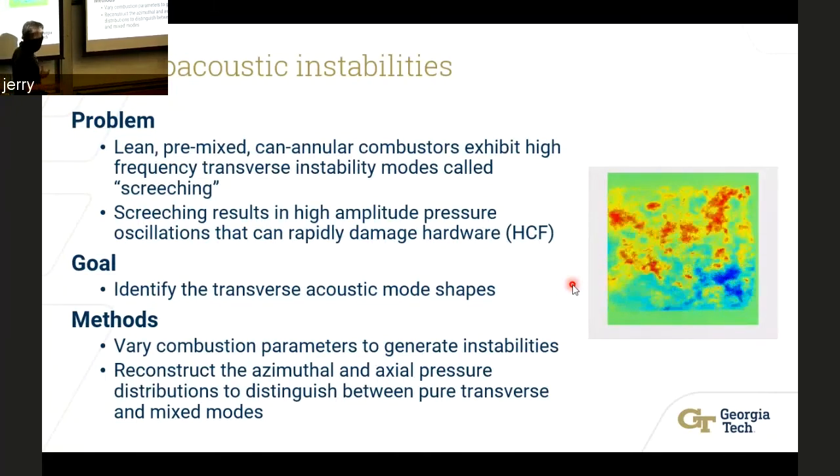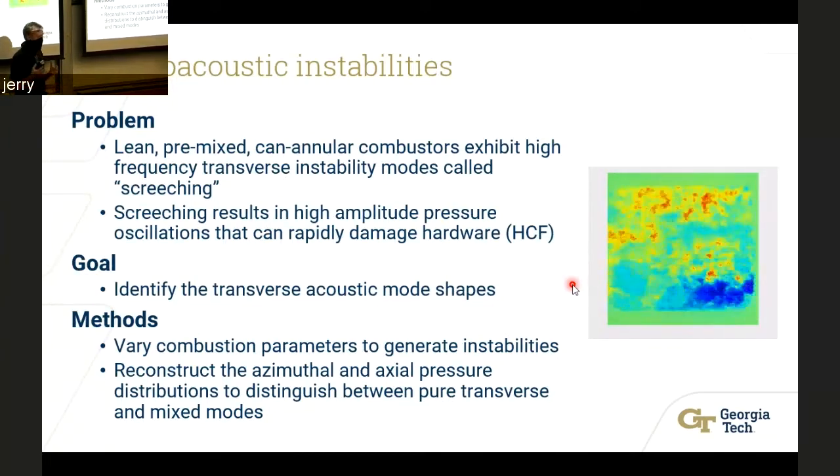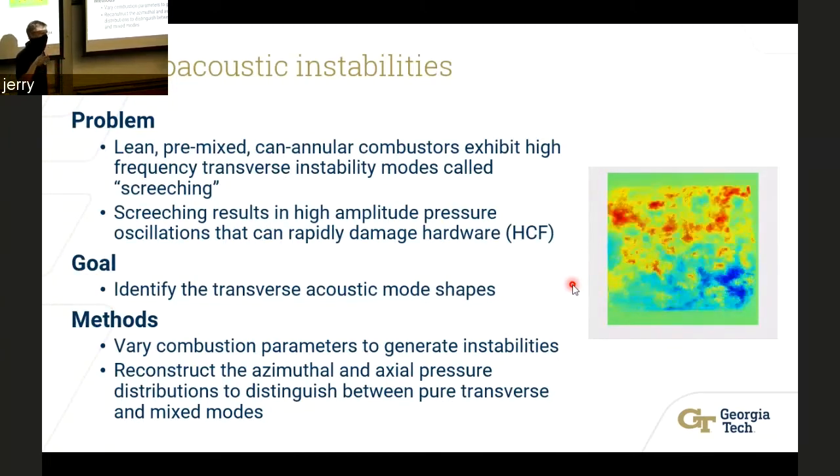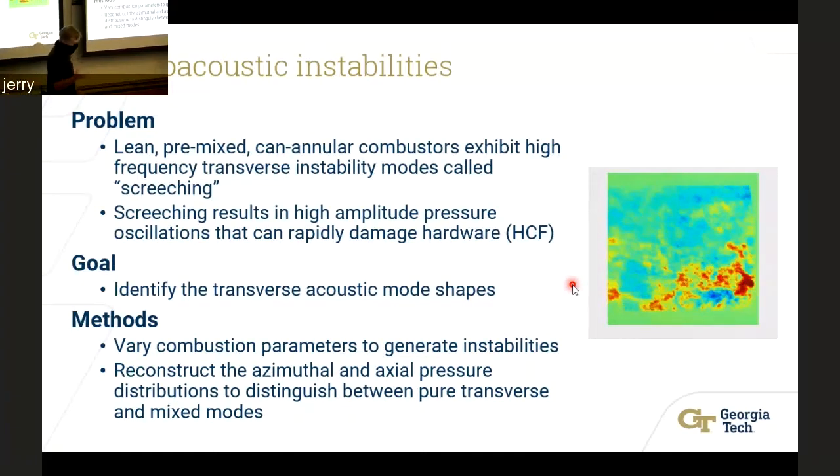And then really the reconstruction process of this acoustic profile happens in 2 directions, the azimuthal direction and the axial direction. And I'll go a little bit more in depth about that.